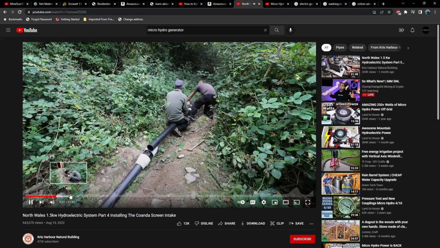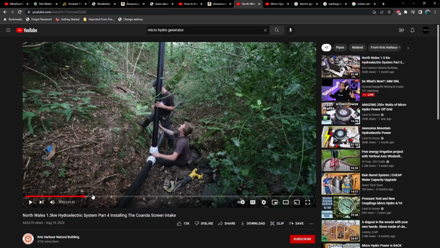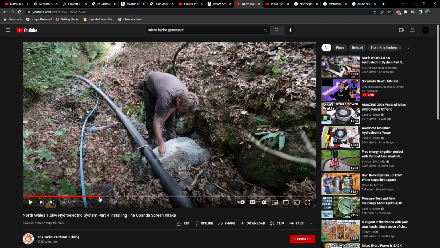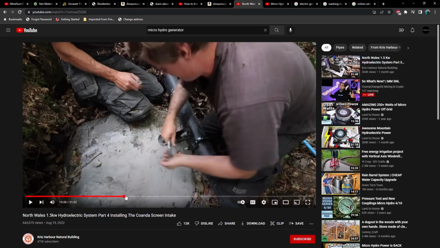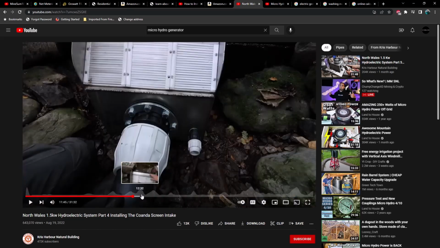I'm just going to skip through this video a little bit here. As you can see, they are running pipe over the ground, going from a high point to a low point. The higher the elevation is to your lower point, the more pressure you're going to get, and the more pressure you get, the faster you can spin those turbines. So here they've got a collector, and when this water fills up here, it spills over into the collector, and then this goes downhill essentially.